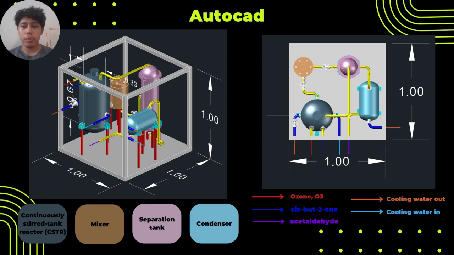The separation column, the tallest unit, is 0.75 feet in height and 0.2 feet in diameter, which effectively isolates the acetaldehyde vapor. Finally, the condenser, measuring 0.5 feet in diameter and 0.33 feet in height, ensures the cooling and liquefaction of the acetaldehyde product. This arrangement optimizes space efficiency while maintaining a seamless and controlled process flow.